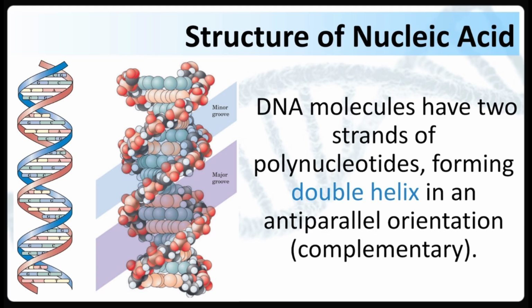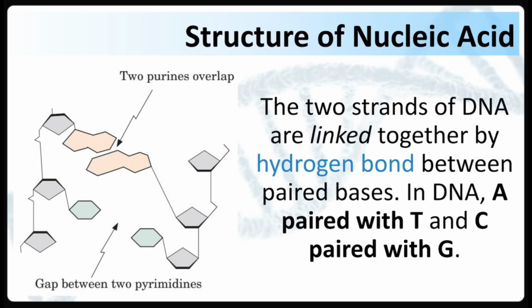Now, DNA molecules have two strands of polynucleotide, forming the double helix structure. Okay? So, it is in an anti-parallel orientation, or complementary orientation. Again, take note, the structure of nucleic acids is a double helix in an anti-parallel orientation. Okay? Now, the two strands of DNA are linked together by hydrogen bonds. Okay, phosphodiester bond is different from hydrogen bond. Take note of that, okay? The two strands of DNA are linked together by hydrogen bonds between their nitrogenous bases.